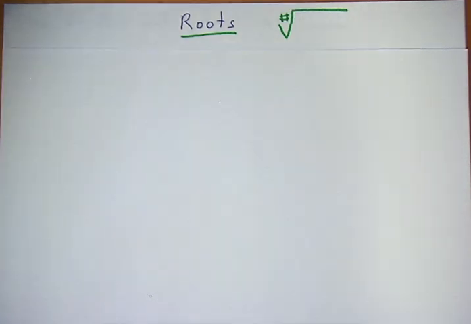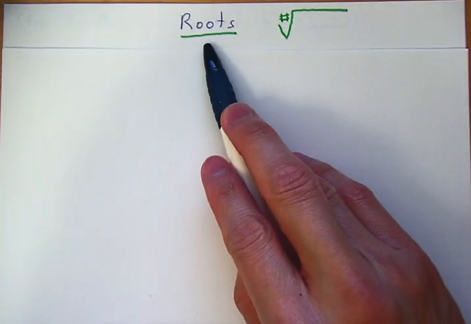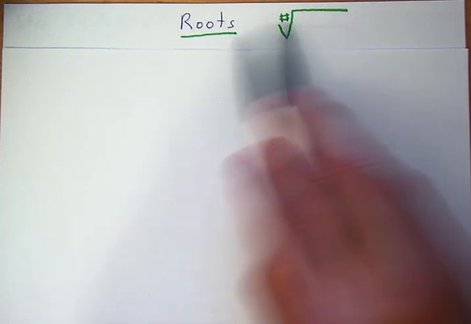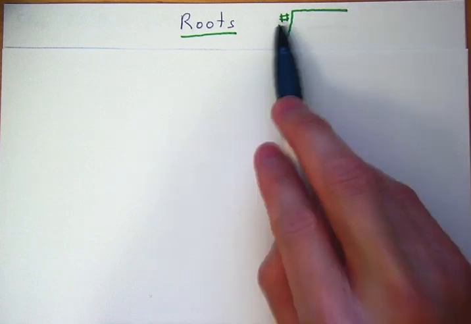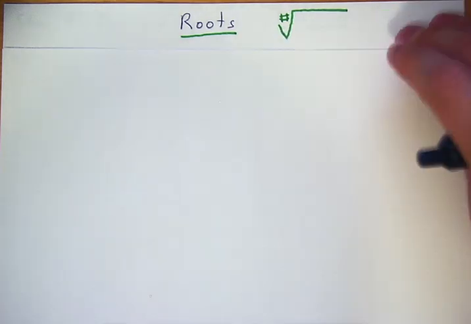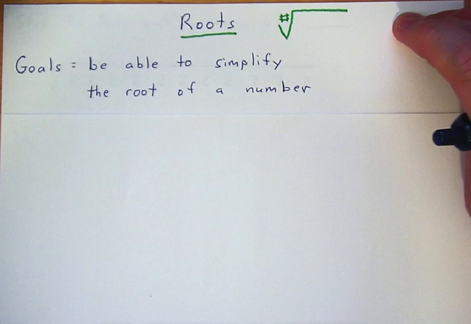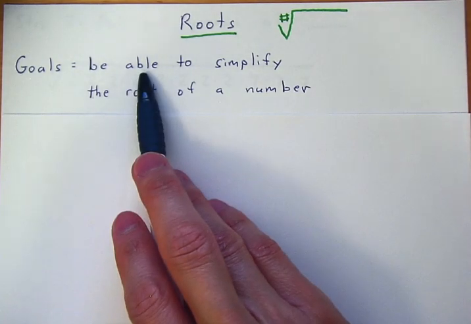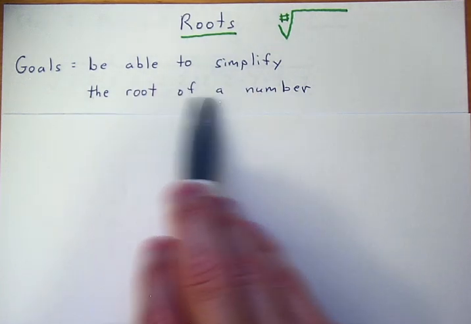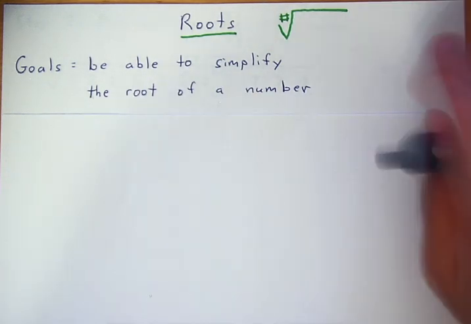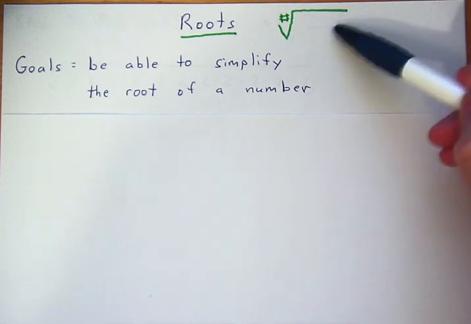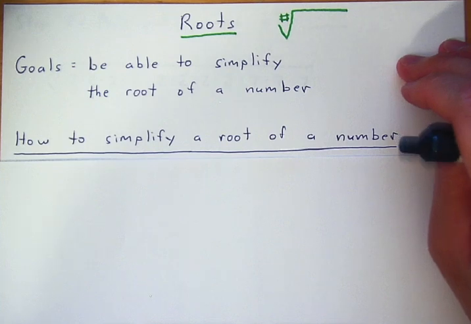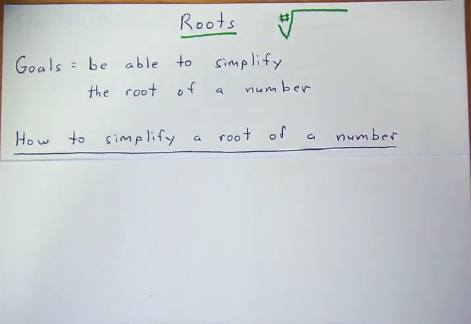Hello. Today we're going to be talking about how to do roots, specifically how to simplify them. So the symbol for roots looks like this, and there's a number right there. And like I just said, the goal for today is by the end of this video, you should be able to simplify the root of a number. The number goes into this part right here.